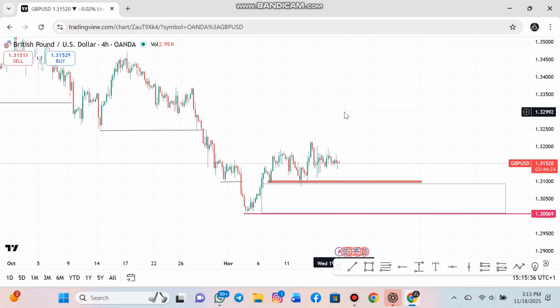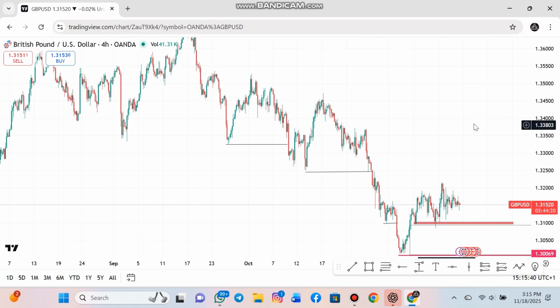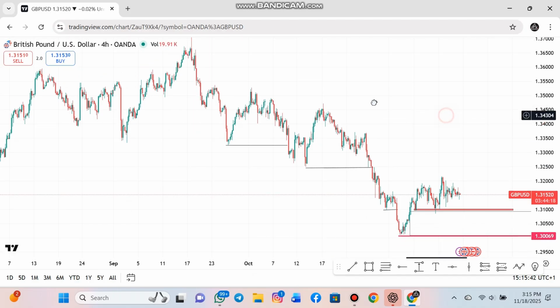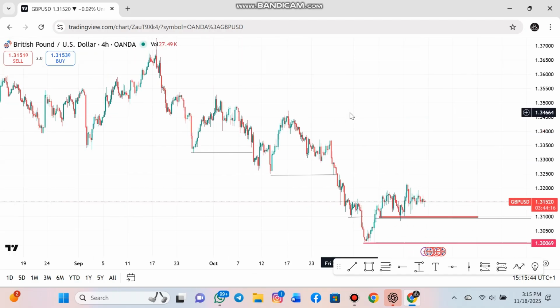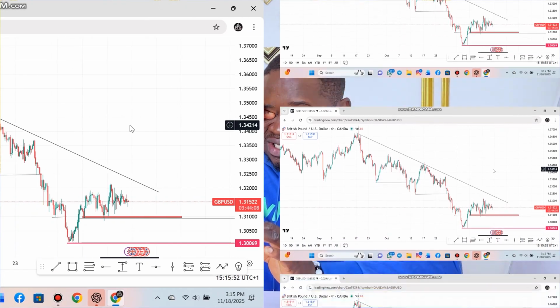So, looking at the 4 hours time frame, you are going to notice that GBPUSD is making a serious downtrend. Basically, you can see that this move is going down. For those who use trend lines, they'll be like, okay, this is a clear downtrend, right? Because the market is making lower lows, lower highs, lower lows, lower highs.